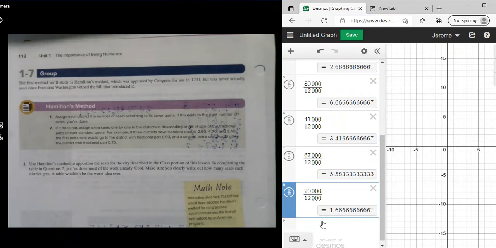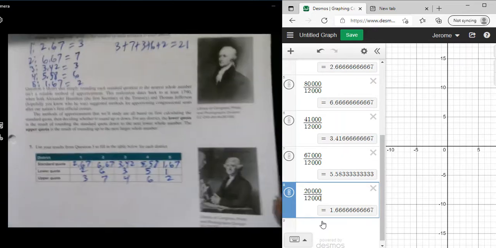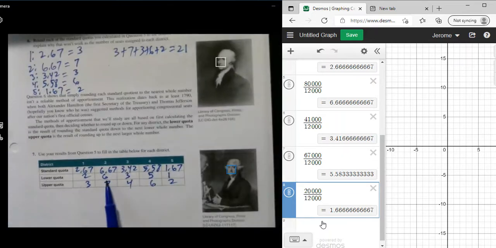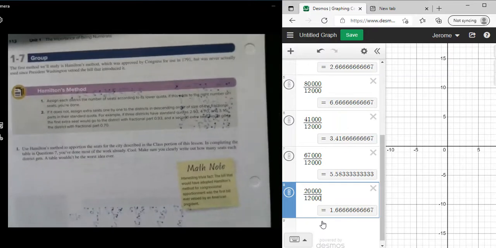Okay, number 1, assign each district the number of seats according to its lower quota. If this adds to the right number of seats, you're done. Now, if we look over here, when we add the lower quota, this is 11, this is 17. So we know the lower quota here is 17, so it doesn't work. So we have to go over here to number 2.